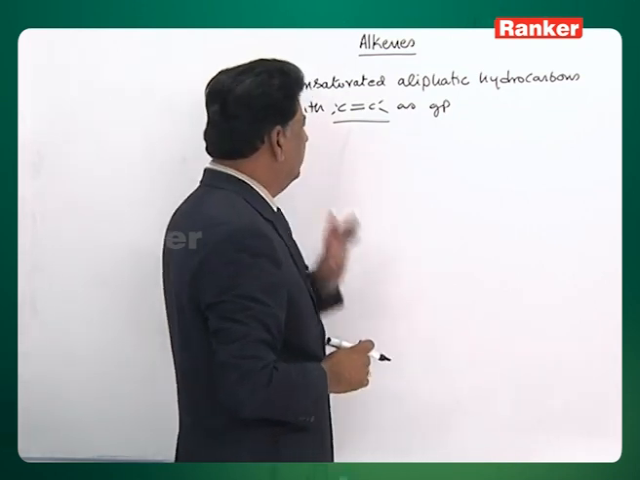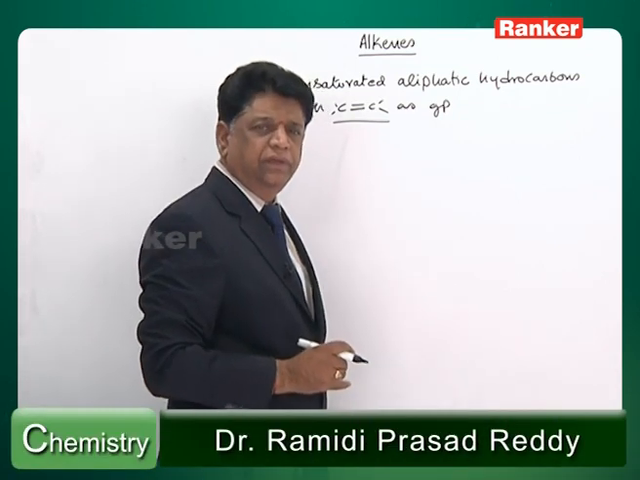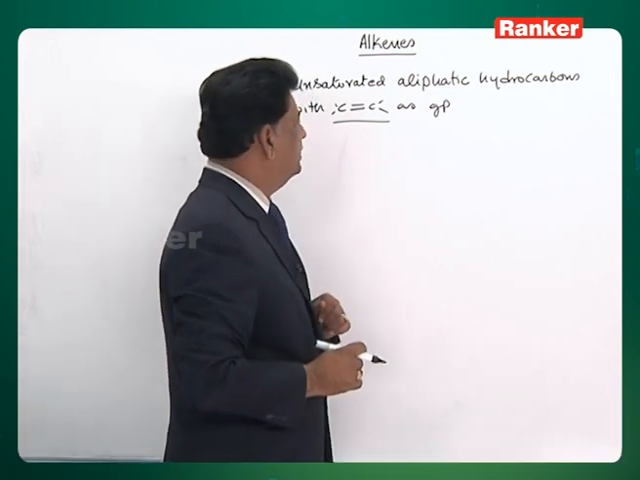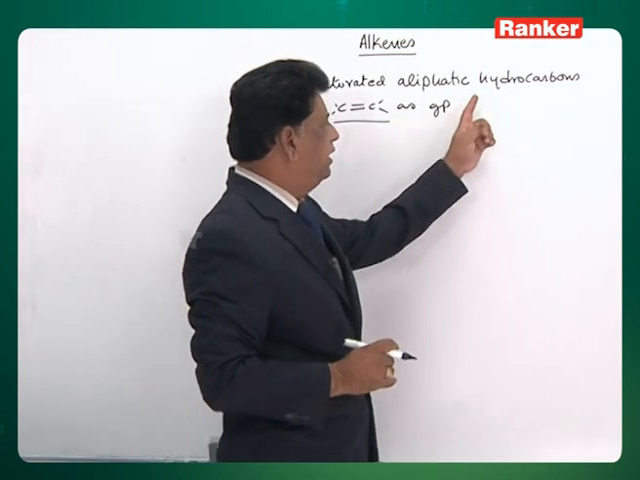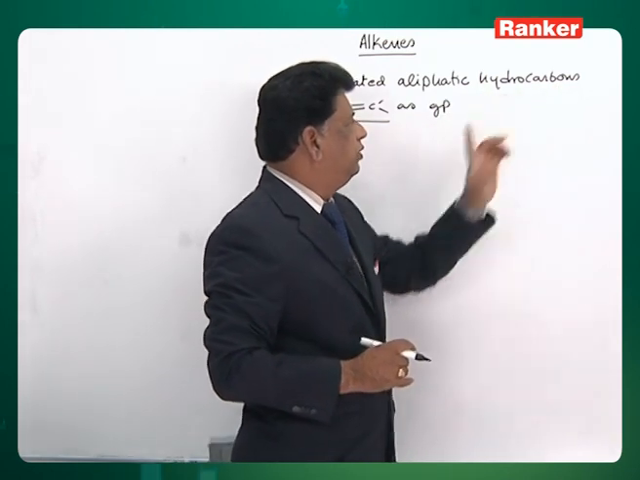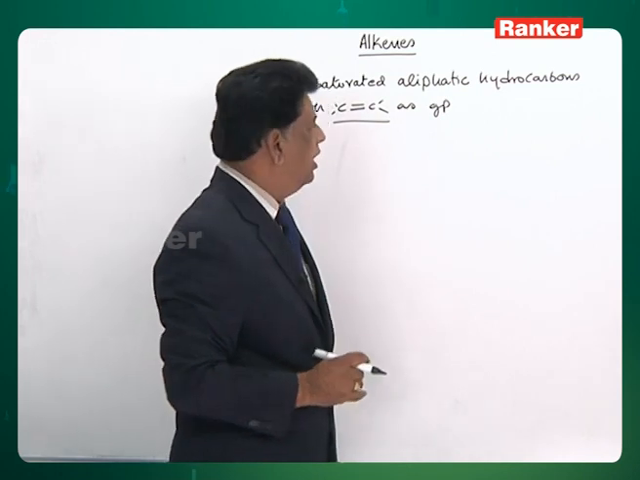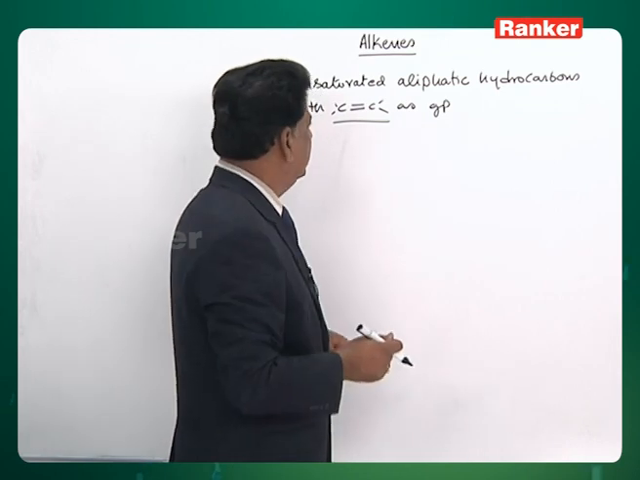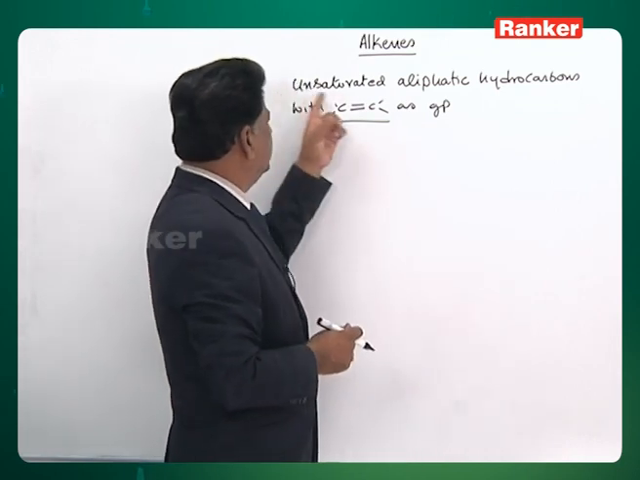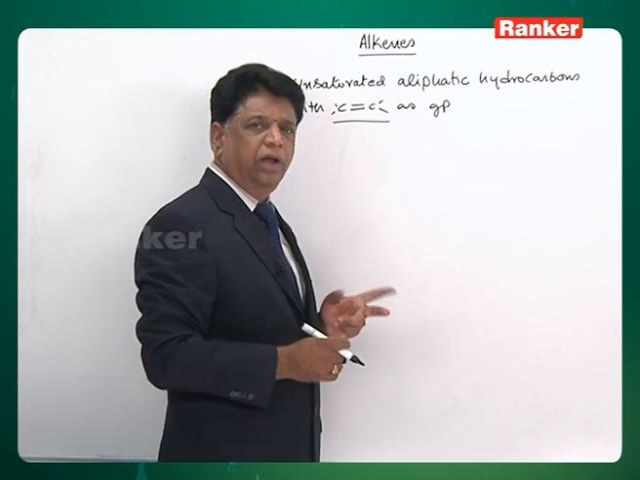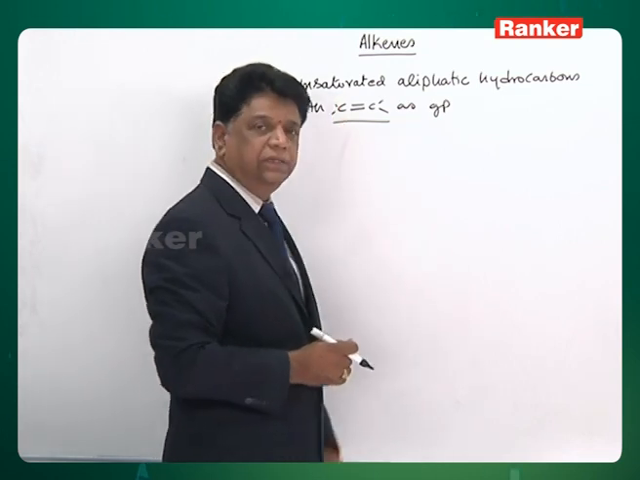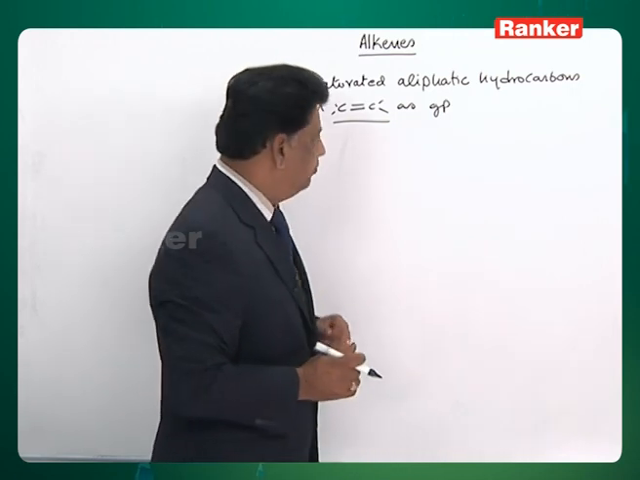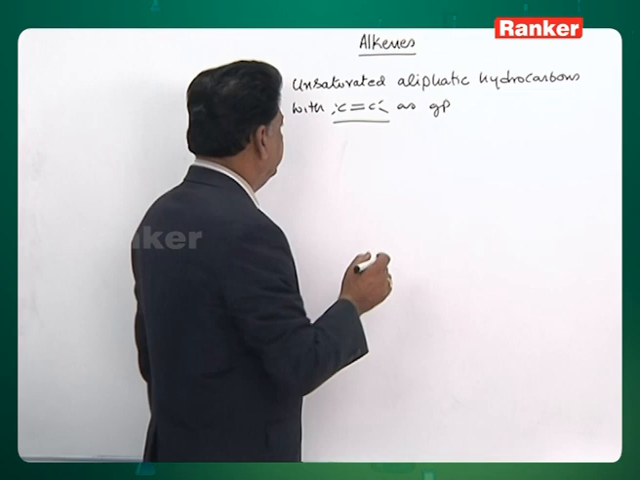This functional group, C double bond C, is called the double bond functional group, and such compounds are called alkenes. However, they must be constituted by only hydrogen and carbon. Aliphatic means open chain, there are no rings, aromatic type. Unsaturated means either double bond or triple bond. Under the category of double bonds are called alkenes. If a triple bond is there, obviously they are called alkynes. But let us take alkenes today.